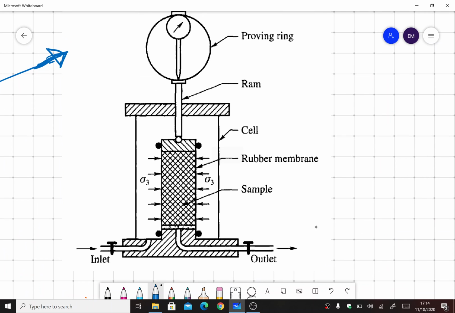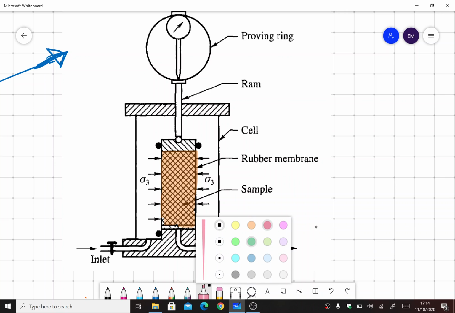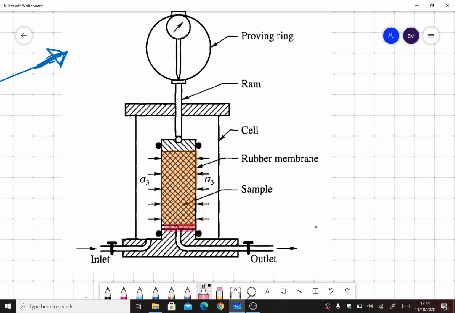So you can see this. I'll highlight that. This is our soil specimen. The same thing is being explained here again. If I change the color to pink, this pink thing is the porous stone on top and bottom, and from this assembly we are applying a vertical load. This is the proving ring that tells us how much load we are applying, and this is the force being applied.